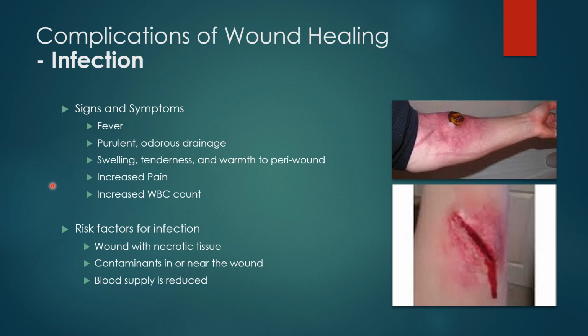What are some risk factors for infection? A wound that has necrotic tissue, so a wound that doesn't have viable tissue anymore. Contaminants in or near the wound, and a reduction in the blood supply. We also have risk factors of obesity, diabetes, poor circulation, advanced age, prolonged surgery, steroid use, wound dehiscence, or evisceration, which we'll talk about on a later slide.